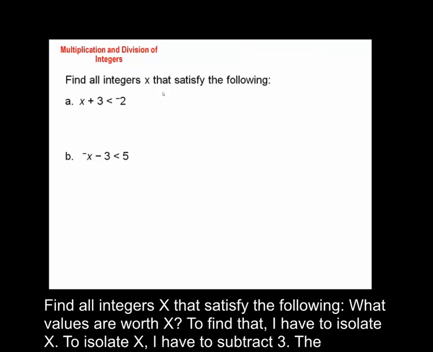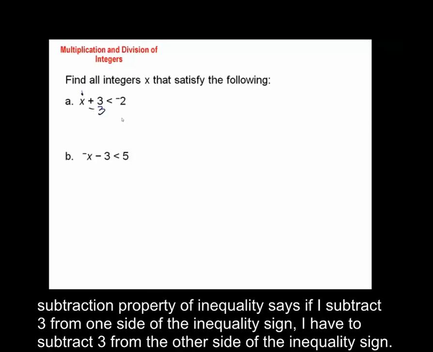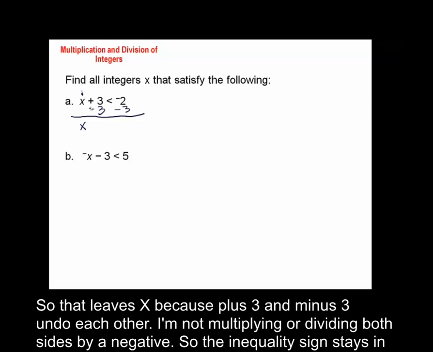Find all integers x that satisfy the following. What values are worth x? And to find that, I have to isolate x. To isolate x, I have to subtract 3. The subtraction property of inequality says if I subtract 3 from one side of the inequality sign, I have to subtract 3 from the other side of the inequality sign. So that leaves x, because plus 3 and minus 3 undo each other.